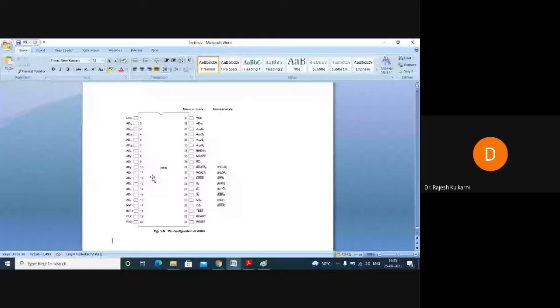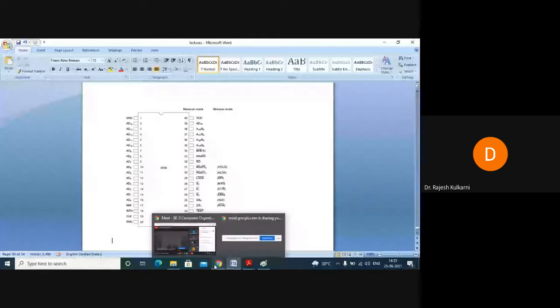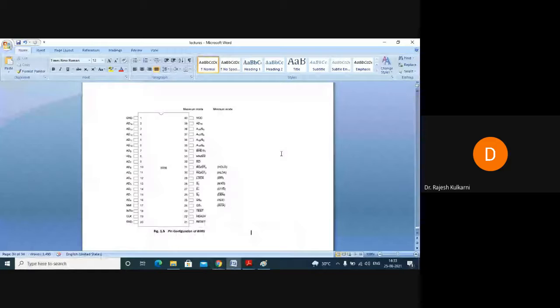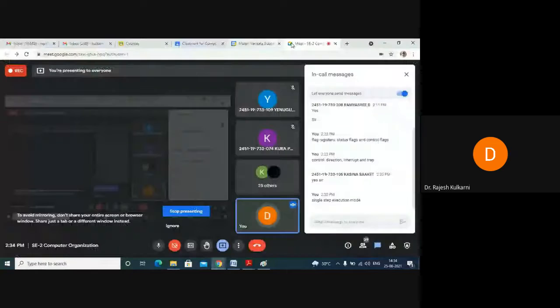8086 basically is a CPU. If you open your laptop or desktop, you will also find your CPU there. That CPU may be i3 or i5 or i7. It will also have pins. Similarly, the 8086 CPU also has pins. How many pins? I'll try to show you a Google image for the 8086 CPU.